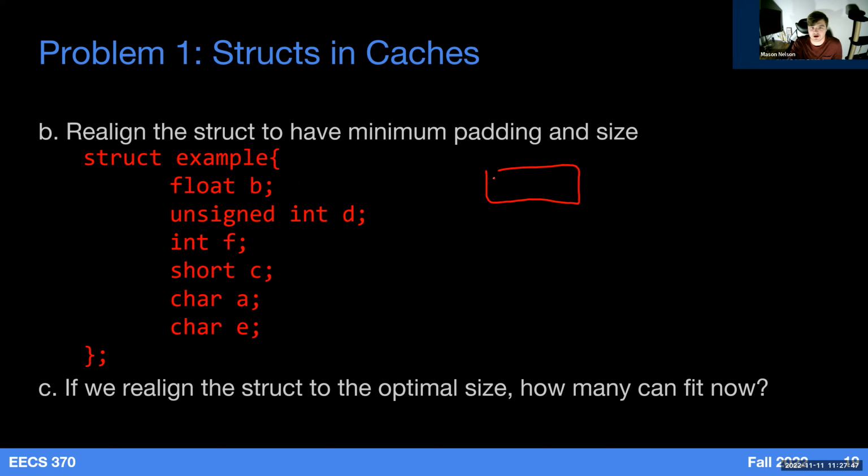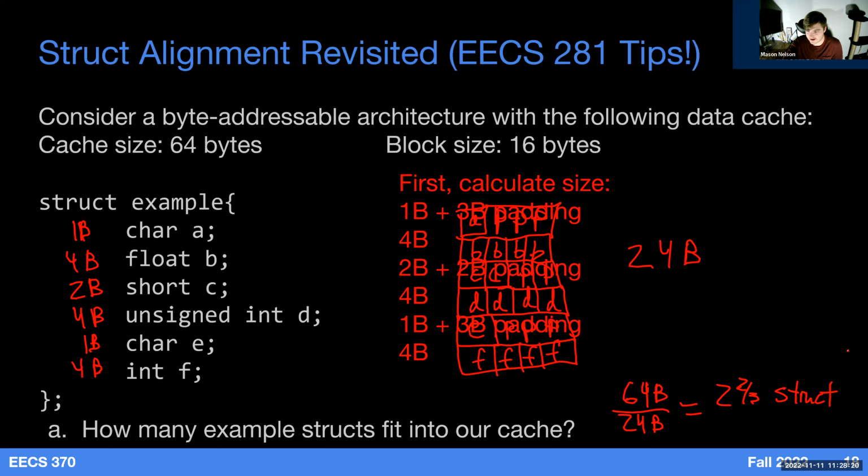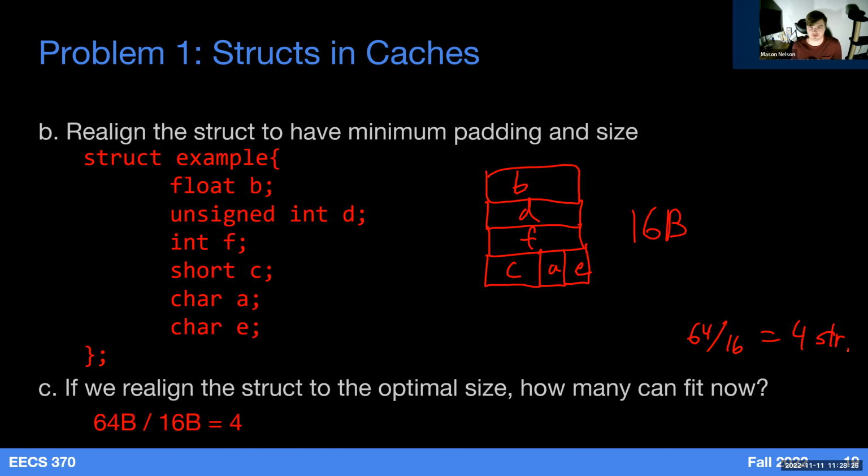If we do our grid again, we have B, which takes 4 bytes, and then D, which takes 4 bytes, and F, which takes 4 bytes. Then we have C, which takes 2 bytes, and then we'll have our characters A and E. We can see that this takes only 16 bytes. If we remember that our cache was 64 bytes, 64 over 16 is 4. So we can fit 4 structs in our cache now. Before we had 2 and 2/3, and now we've improved that to 4, which is very good for us.